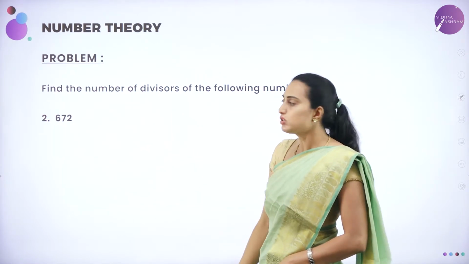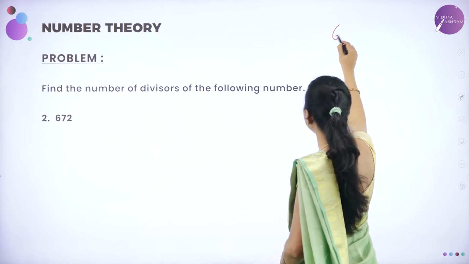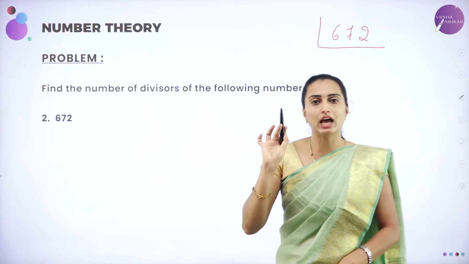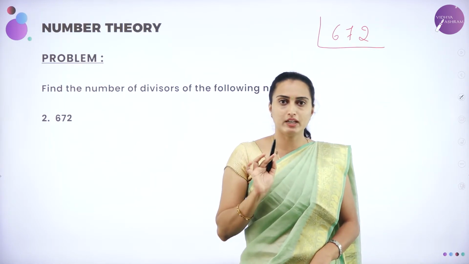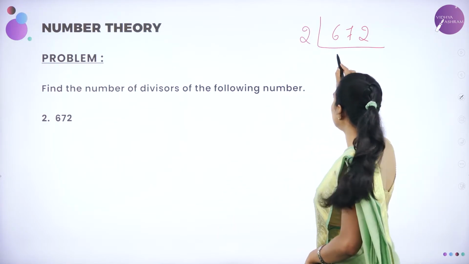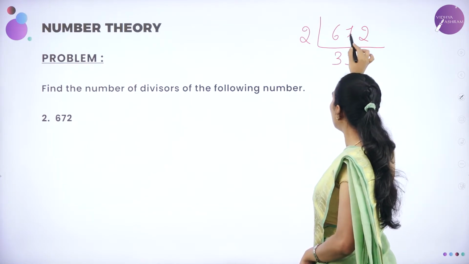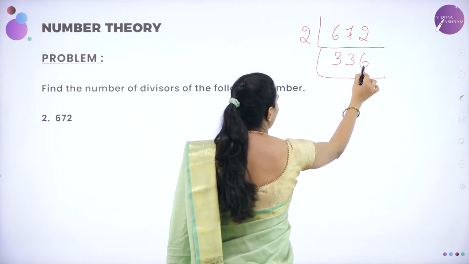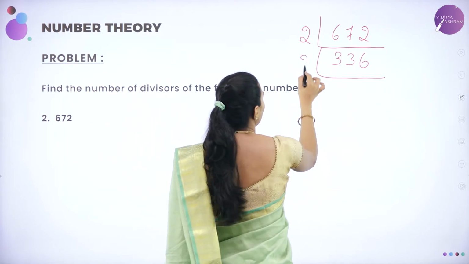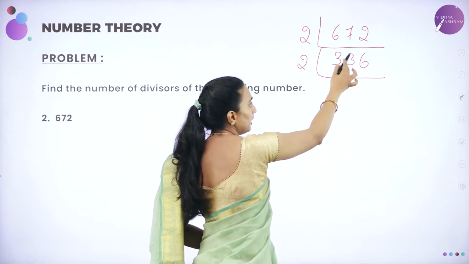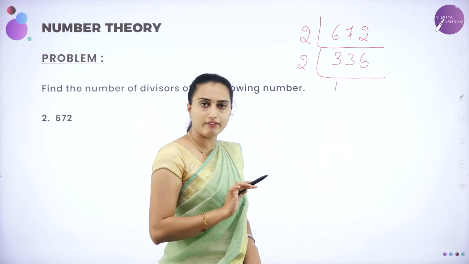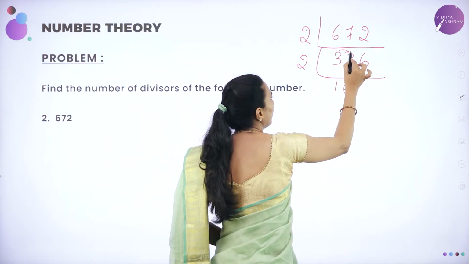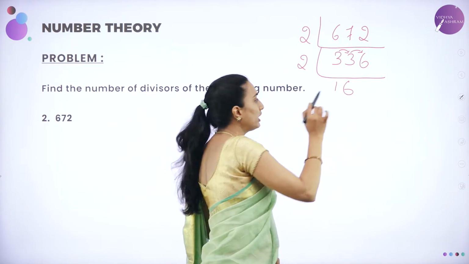What is that? 672. So how to find the primes for this one? 672 can be divisible by 2, because the last digit is 2. If the last digit is even, it can be divided by 2. So I am going to take 2. 2 threes are 6, 2 sixes are 12, so 1 is carried over. Then 6 is an even number, so it can again be divided by 2. 2 ones are 2, and 1 remains, which becomes 13 with the carry. 2 sixes are 12, again 1 carried over, and the last number becomes 16. So 2 eights are 16.